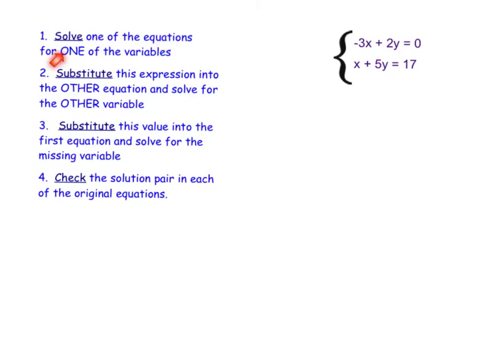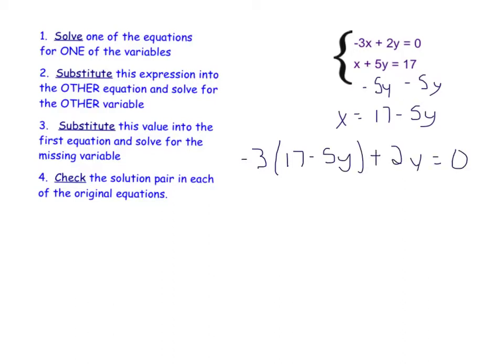So our first step is to solve one of the equations for one of the variables. So this is where I have to make a wise decision. Looking at them, this x right here is the only one with a coefficient that is 1, so this is the one I'm going to solve for. So I'm going to subtract 5y from both sides. So now I have x equals 17 minus 5y. The next step, substitute this expression, the expression we just wrote, in for that variable. So now this is x, so I'm going to put it in for x. The last example I was putting it in for y, but I solved for x this time. So it is going to look like negative 3 times 17 minus 5y plus 2y equals 0.